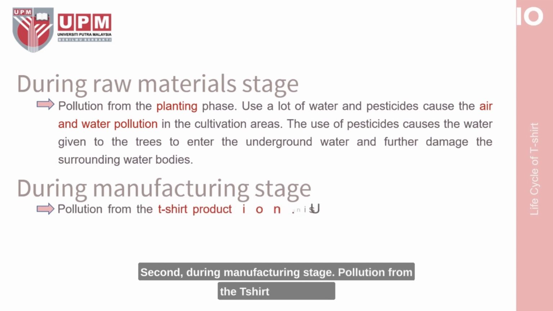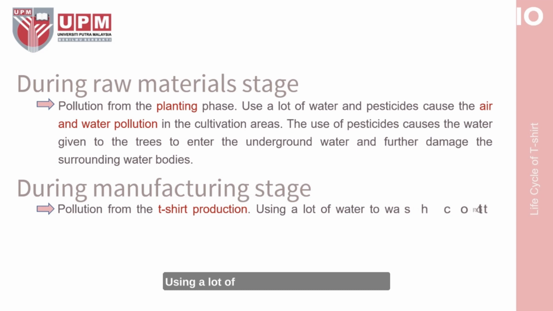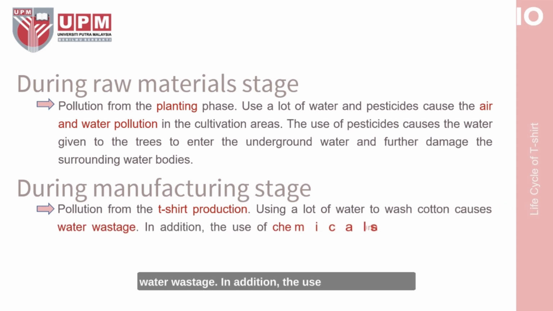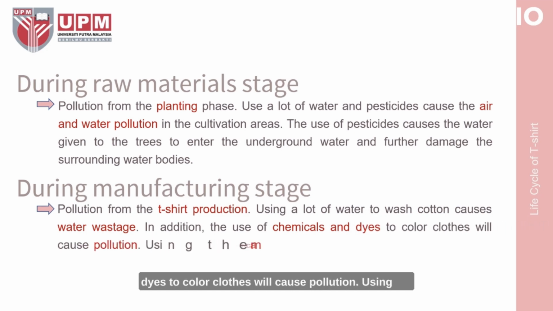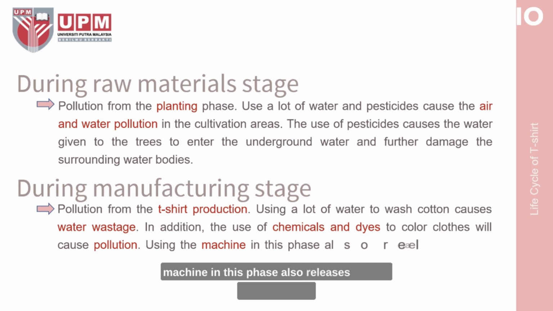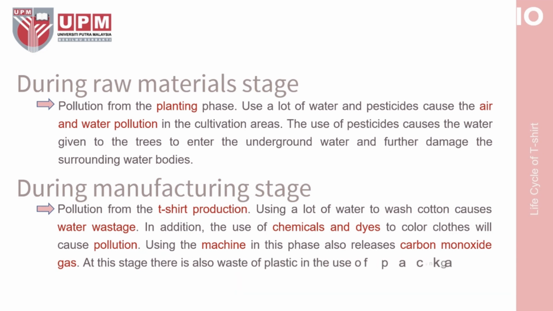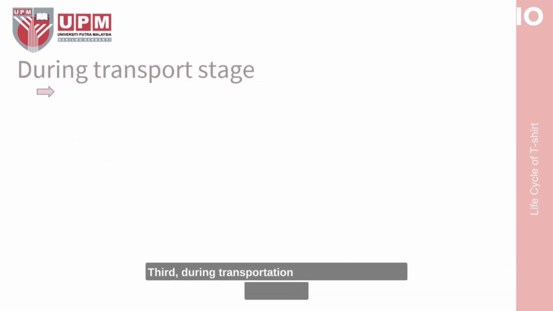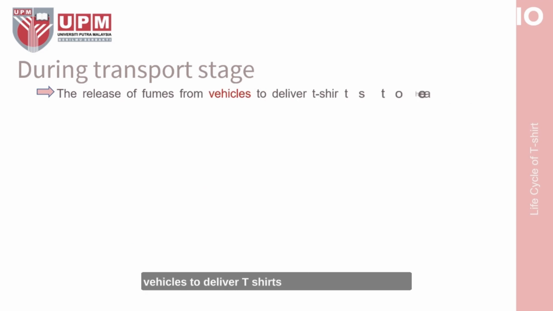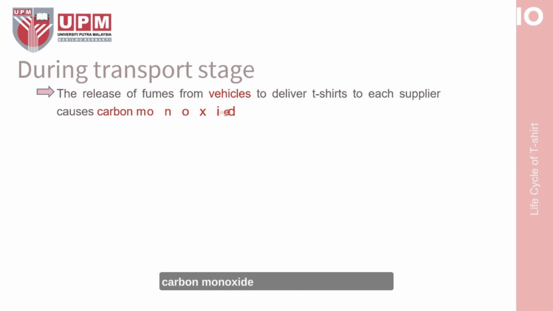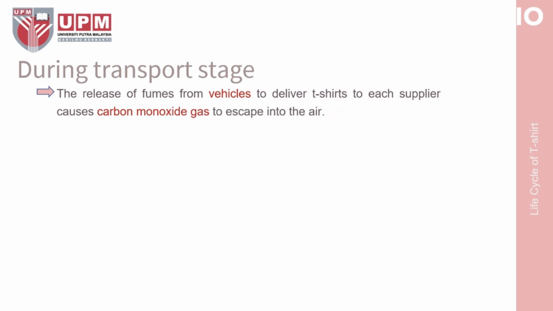Pollution from t-shirt production. Using a lot of water to wash cotton causes water wastage. In addition, the use of chemicals and dyes to color clothes will cause pollution. Using machines in this phase also releases carbon monoxide gas. At this stage, there is also plastic waste from the use of packaging. Third, during the transportation stage. The release of fumes from vehicles delivering t-shirts to each supplier causes carbon monoxide gas to escape into the air.